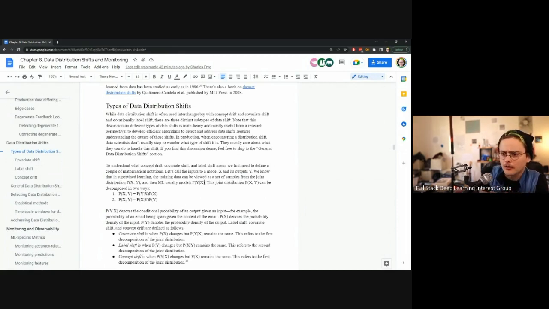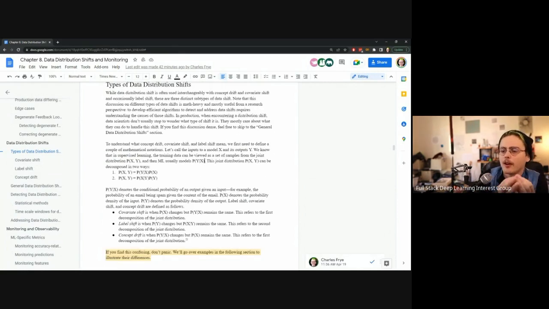So, just a little bit of stage setting here, reminding us of what this joint and conditional distribution are. The way that people came up with these typologies of data distribution shifts is to break down the joint distribution that our model is operating on, this joint distribution of data and targets, using the two ways you can break down a joint distribution into its conditional and marginal. By the way, if you take these two ways of decomposing the joint distribution and put them next to each other, that's Bayes' rule, right?